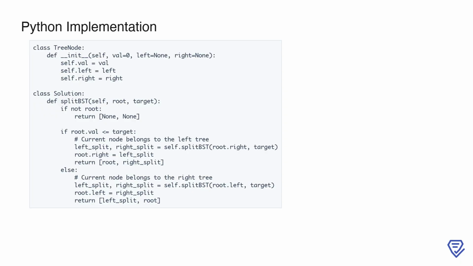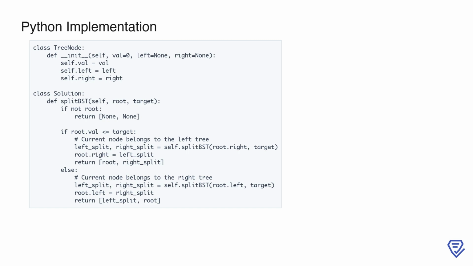Code explanation. TreeNode class. The TreeNode class defines the structure of each node in the BST. Each node contains a value, val, a left child pointer, left, and a right child pointer, right. Split BST function. This recursive function splits the BST into two parts.